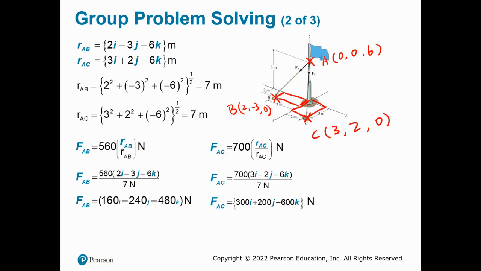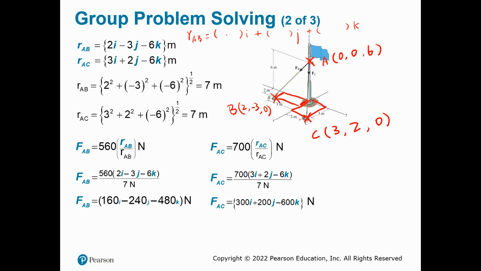Okay. What you're doing next to find RAB and RAC is taking the ending point minus the starting point. For RAB, we have the I, the J, the K, right? So where does it come from? It will be the coordinate of B minus the coordinate of A.